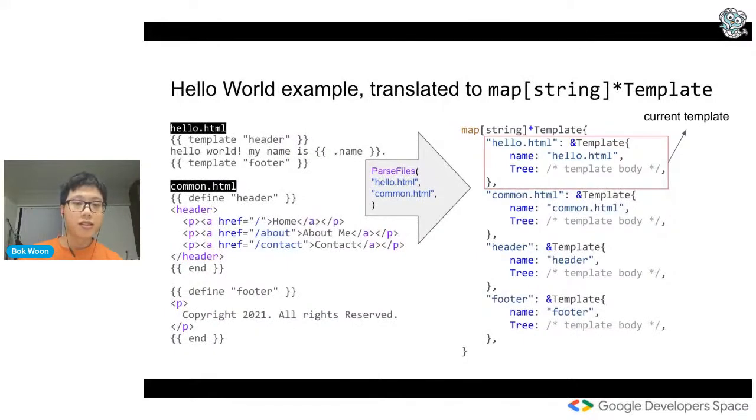So this is another example, the hello world example translated to the same map[string]*Template. Now we have two files, hello.html, which is the same thing, and then common.html. Okay, so it translates into a map[string]*Template structure that looks like that on the right. So now you have four templates within this structure: hello.html, common.html, header, and footer.